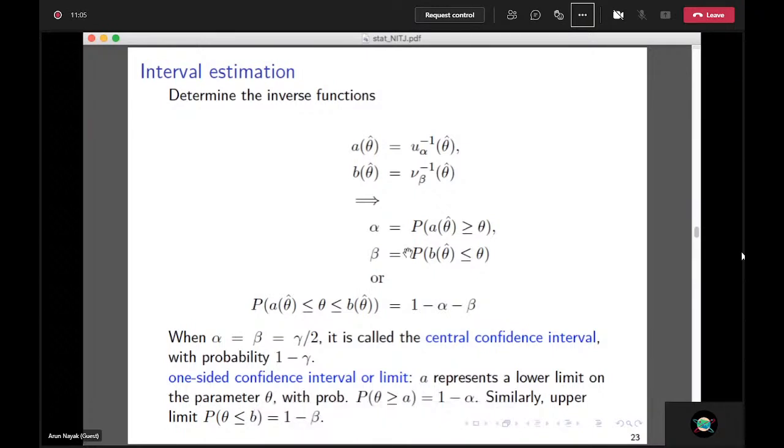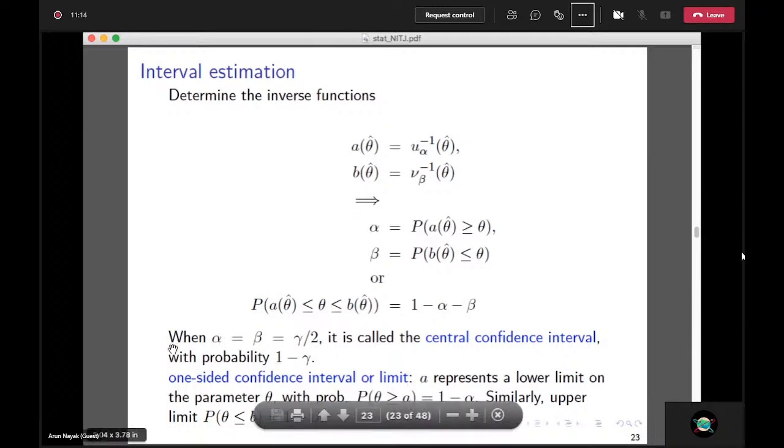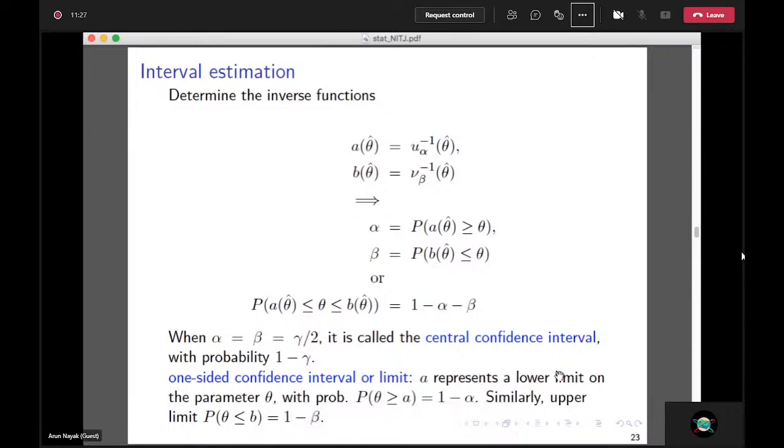And if we have, with the probability 1 minus gamma, alpha is gamma by 2, beta is gamma by 2, so the total probability will be 1 minus gamma. And if we have just a one-sided, not both-sided, confidence interval, such confidence intervals are called limits. So you give either upper limits or lower limits on a parameter, that this parameter is above a certain value with this confidence level or below a certain value with this confidence level. Okay, such things are called limits.